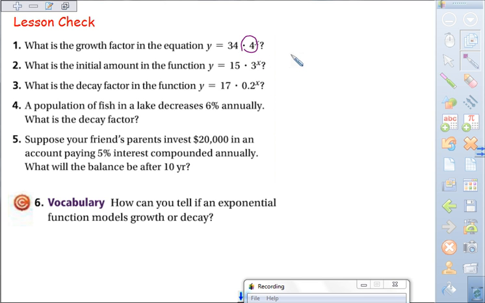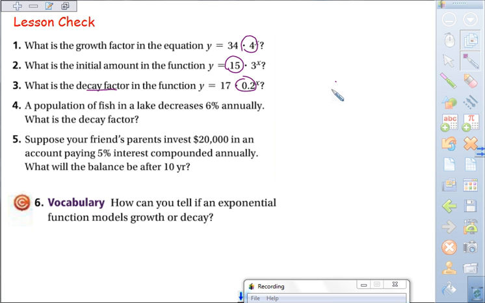Number 2, what is the initial amount in this function? The 15, and it would be tripling each time. What is the decay factor in the function? So notice it says factor and not rate. So factor means what number is in the equation, so that's going to be 0.2.